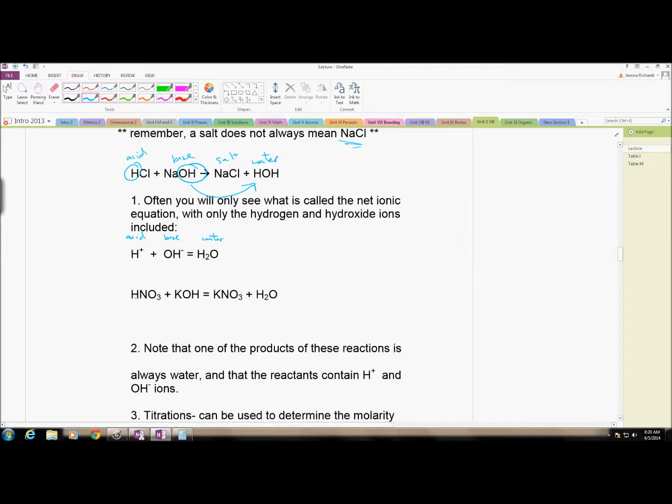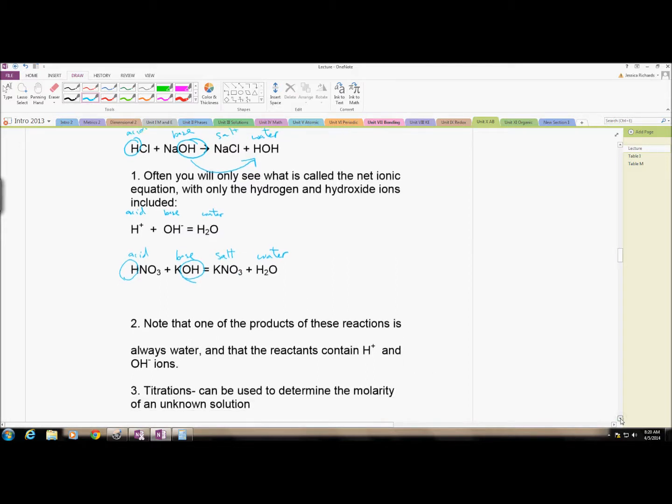Another example, this is nitric acid. Here's our H+. This is potassium hydroxide. There's our OH-. So this is our acid. This is our base. Water, you should be pretty good at picking out by now, which leaves potassium nitrate as our salt. And keep in mind that salt is a large category of compounds, not just sodium chloride.